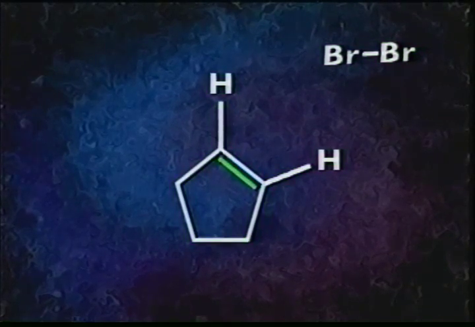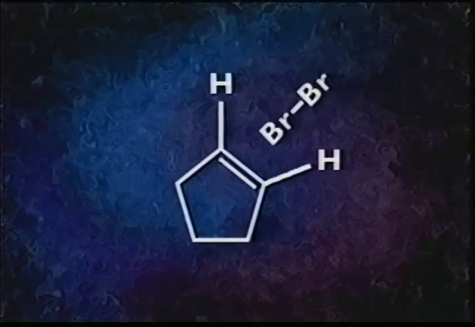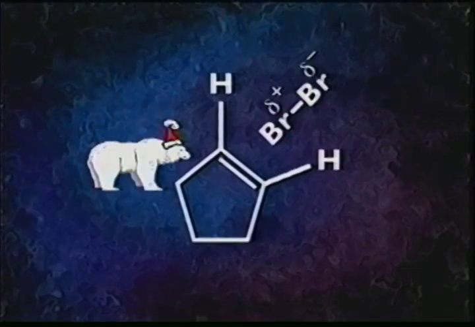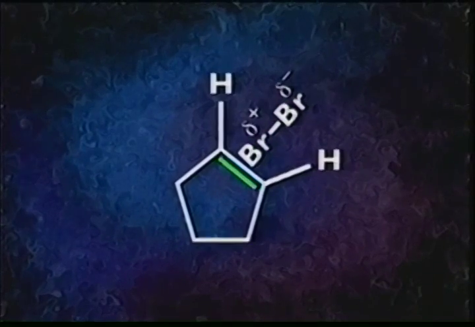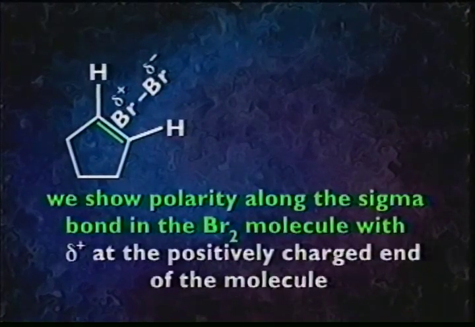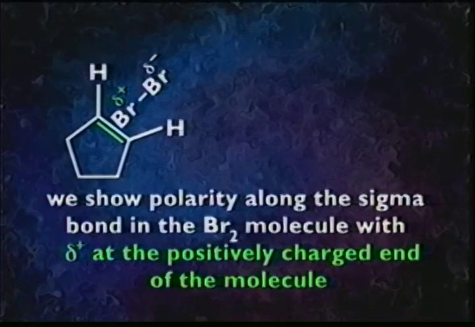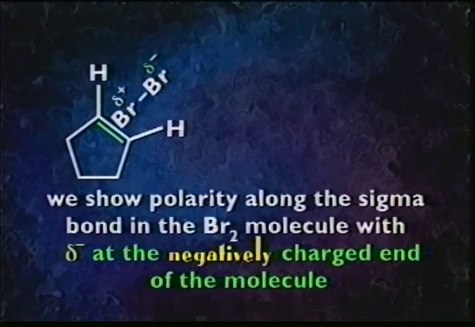Cyclopentene has a double bond, of course, and as the bromine comes close to all these electrons in the double bond, the electrons on the end of the Br2 molecule closest to the double bond will be repelled toward the other end of the bromine, causing the bromine molecule to be polarized. The positively charged end of the bromine molecule will be strongly attracted to the electrons in the double bond on the cyclopentene. Notice that we show polarity along the sigma bond in the Br2 molecule with a delta plus at the positively charged end of the molecule and a delta minus at the negatively charged end.